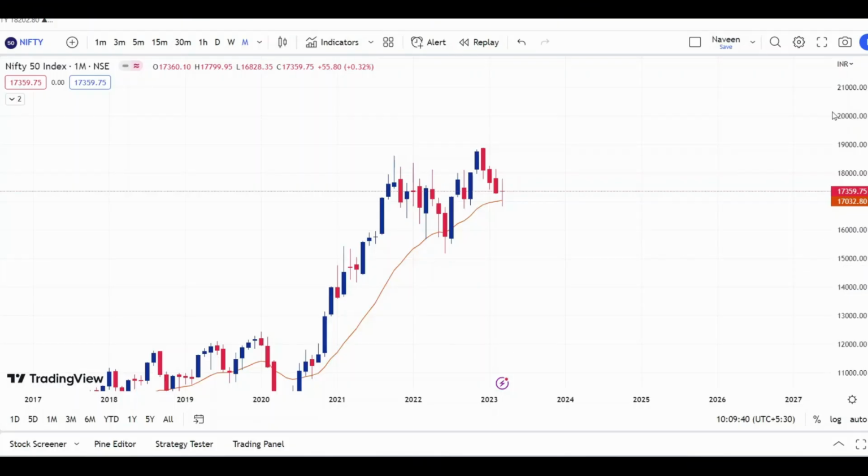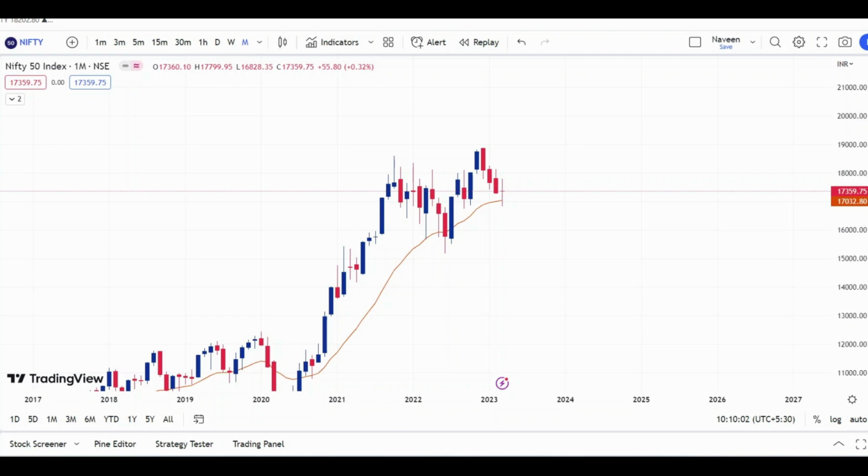Let's start our analysis with the Nifty chart. We are using the monthly chart of Nifty here. You can see these are the monthly candles. For the last 4 months, we have made continuous red candles. This is the December month's candle, this is the January month's candle, this is the February month's candle, and this candle is last month's candle, that is, the March month's candle. All 4 candles are formed in red.